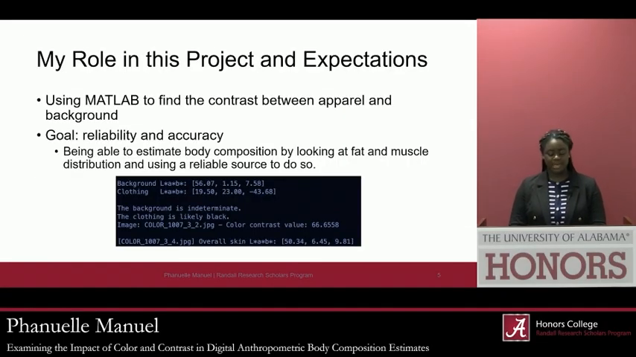Next is my role in this project, which is to use MATLAB to find the contrast between the apparel and the background colors. So to explain the code, the color of the apparel is extracted from the middle area of the image. A border is set around the image and a value is taken from all 4 corners. Then it is averaged to find the mean color of the background.